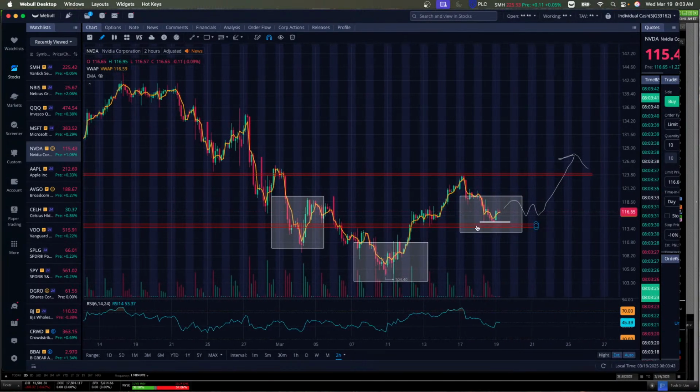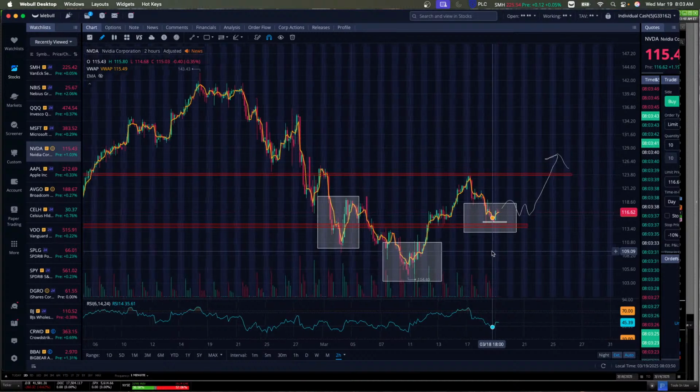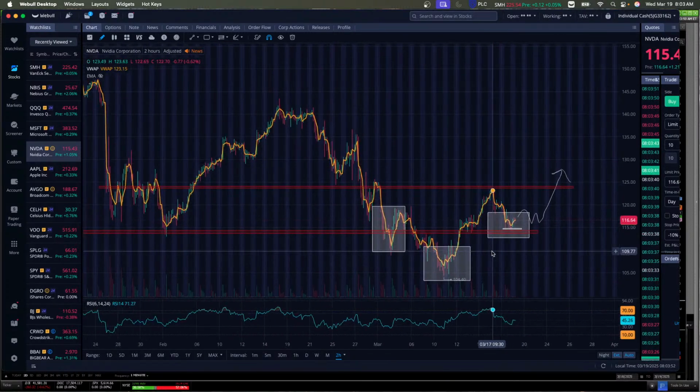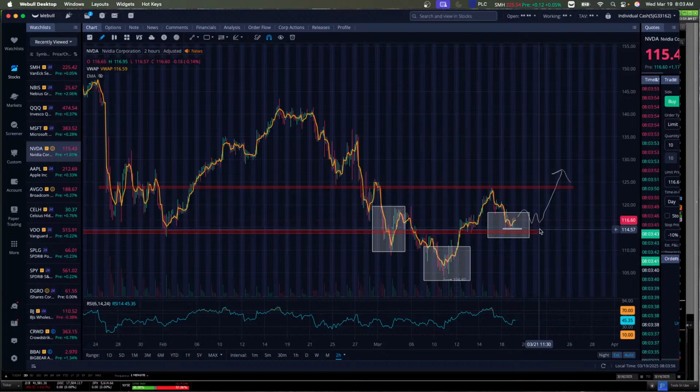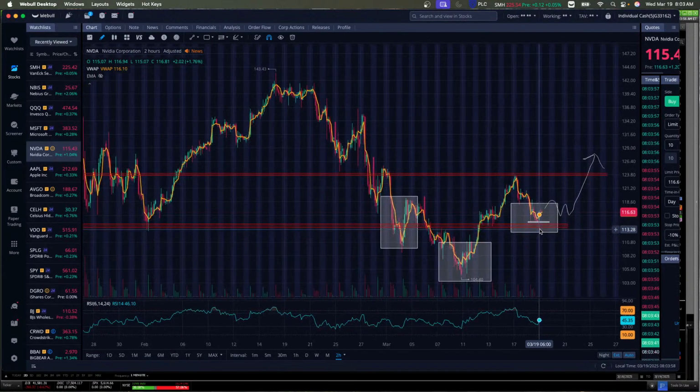It's more of a long-term perspective because it's going to need probably a few months to play out. But let me know your thoughts in the comments below. It's just an idea I've been thinking of, if we can hold this 114, 115 level. So taking a look at that, that's what I'm trying to play out here.